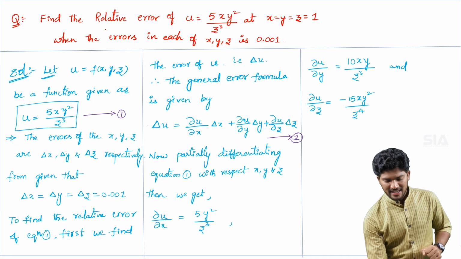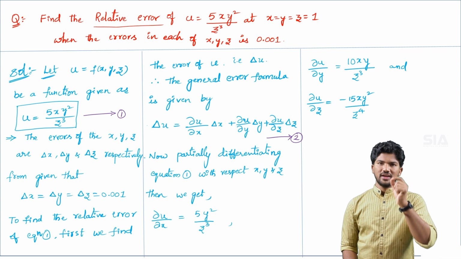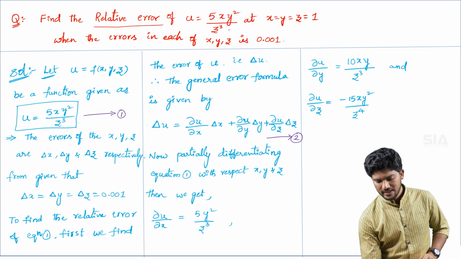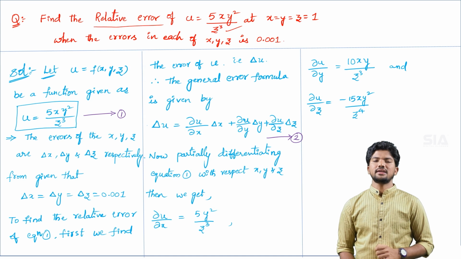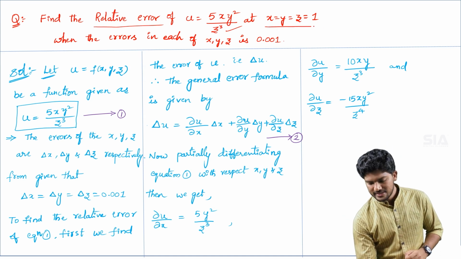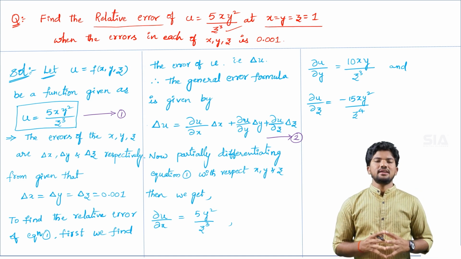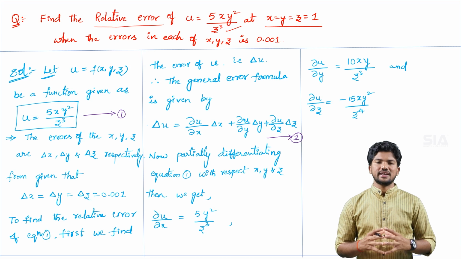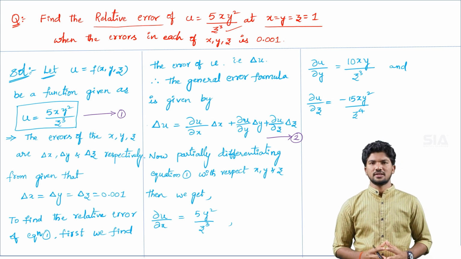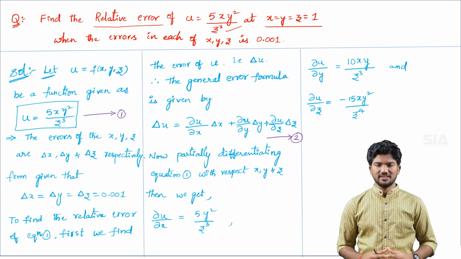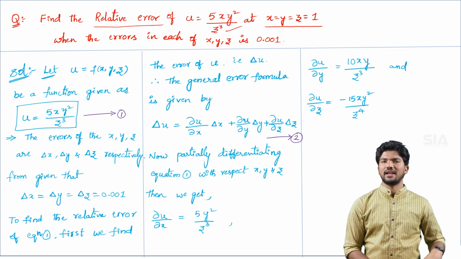Find the relative error of the function u is equal to 5xy square by z cube at x is equal to y is equal to z is equal to 1, when the errors in each of x, y, z is 0.001. Okay, so this is the question. So, observe the question well. We have to find out the relative error.